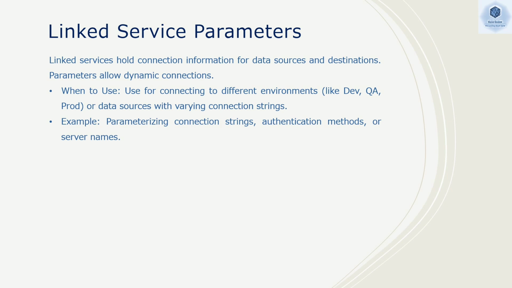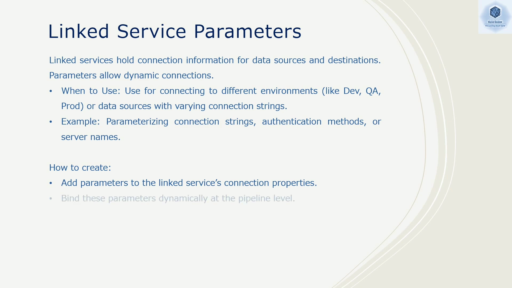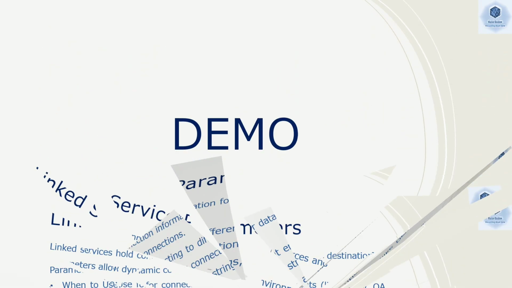You can just provide a server name and you can access all the databases under the server with the help of parameterization. So how to create the linked service parameters? You can just add the parameters in the linked service configuration and bind them with your linked service. So let us get into the Azure Data Factory to see the live demonstration of how we can create and manage our parameters for our pipeline, linked service and datasets.